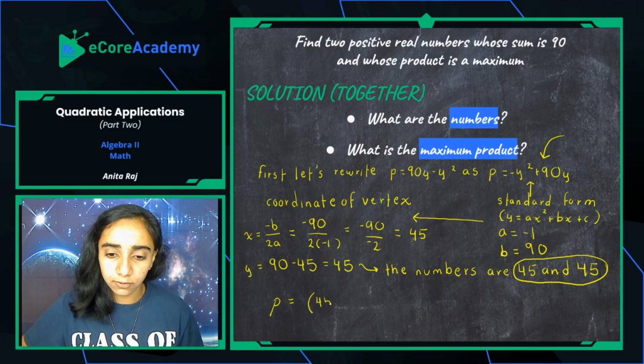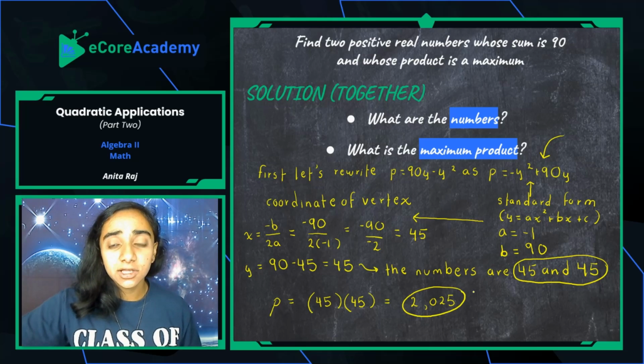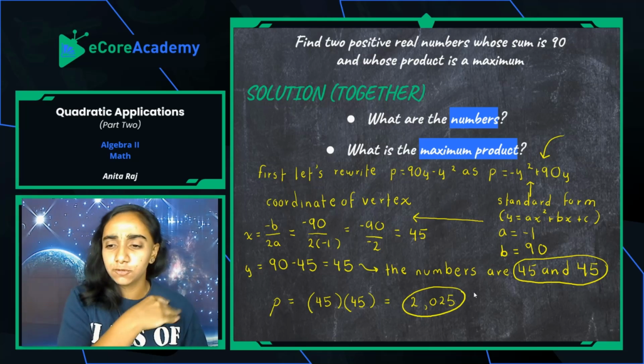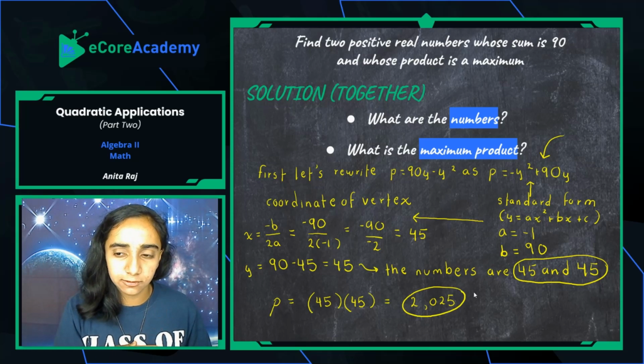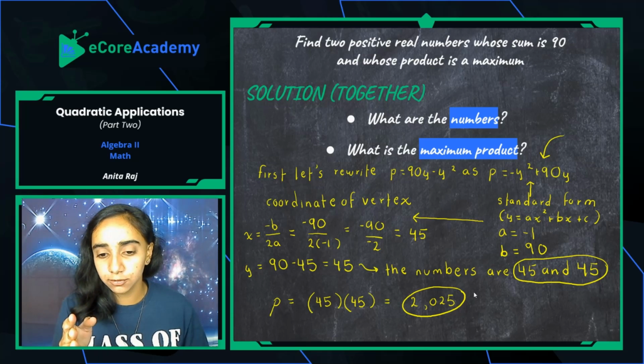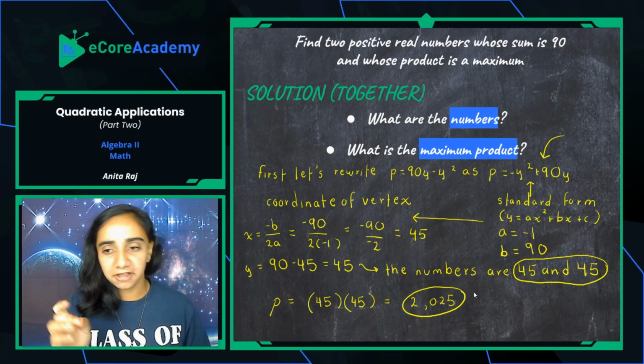So 45 times 45. If you want to do it by hand, just do it off to the side, but I already have the answer for you just to save time, and that is equal to 2025. So to answer the question, what is the maximum product? 2025, and that's a shortcut. So just use reasoning and logic, and you'll be able to do a shortcut. You don't need to plug 45 back into p equals negative y squared plus 90y. Just multiply your first number, which is 45, times your second number, which is 45. You'll get the answer, which is, again, 2025.